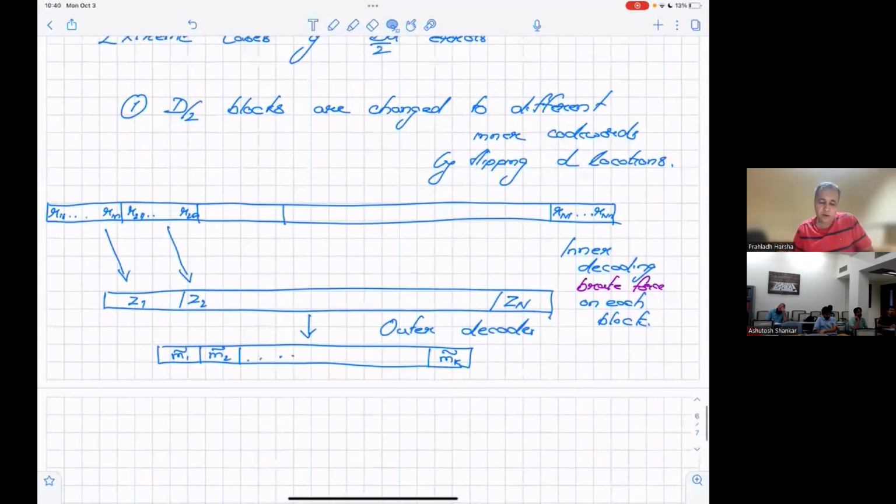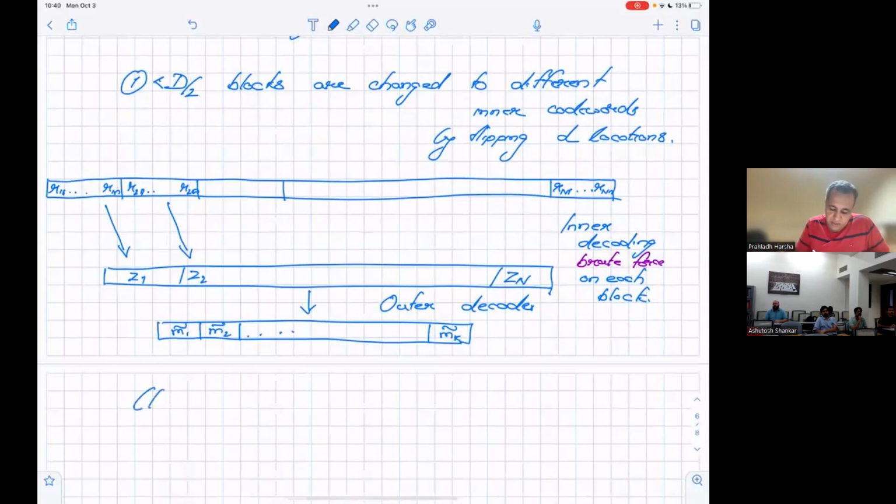Yeah. So what will happen in this setting? The outer decoder will act accordingly. The inner will fail on these d by 2 blocks, but the outer can handle these errors. Let me state this: if less than d by 2 blocks of the outer are changed, the inner will fail on these completely, but despite this, the outer will be able to handle them completely.